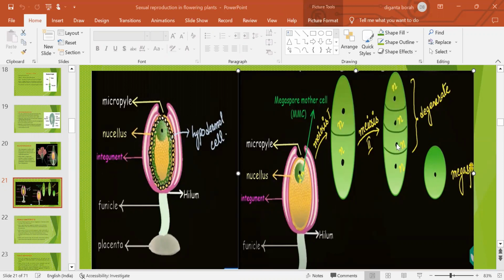So out of this tetrad, what happens? The first 3 cells degenerate, meaning they will be destroyed, and only the lowermost cell will remain active and convert into a megaspore. It means from one megaspore mother cell, only one megaspore is produced. In case of male, from one pollen mother cell, 4 pollen grains are formed, but in case of female, from one megaspore mother cell, only one megaspore is produced.